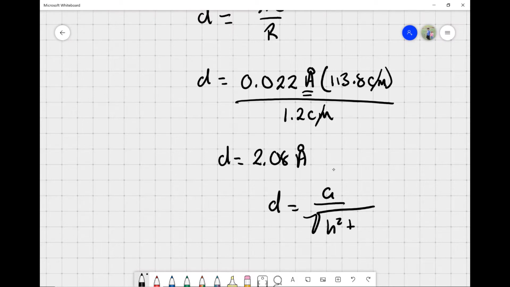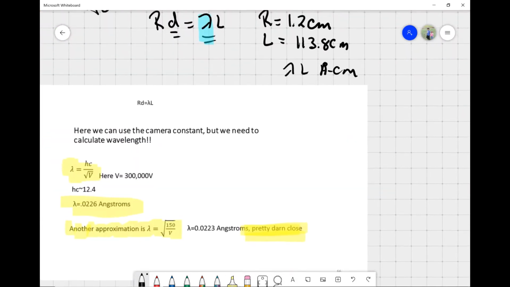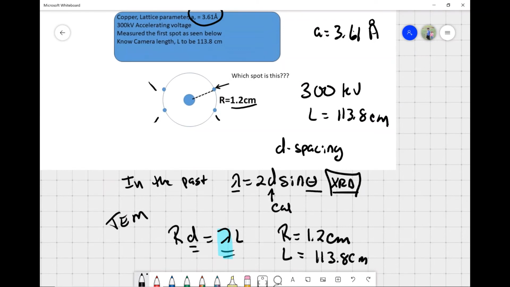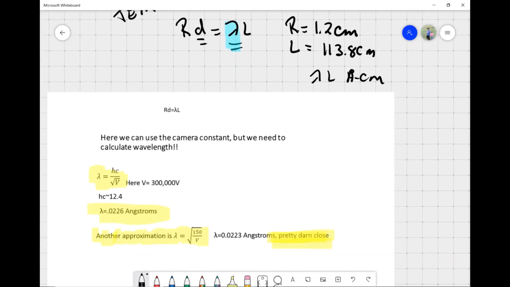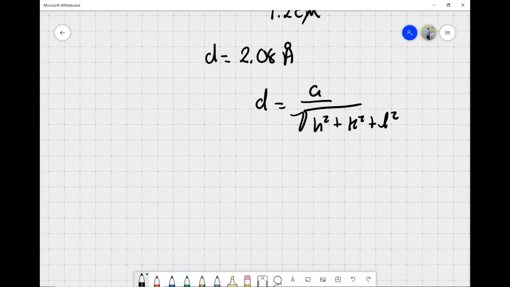And so now we have our trusty equation, D equals A over the square root of H squared plus K squared plus L squared. We're going to assume that this is not an actual diffraction pattern, right? It's something I drew, but we're going to assume this is first order. So we're going to assume first order reflection.